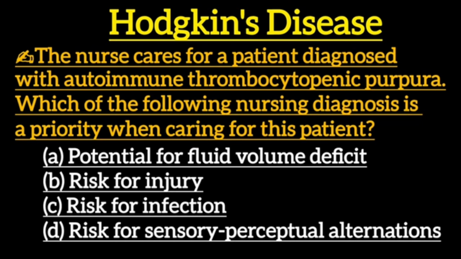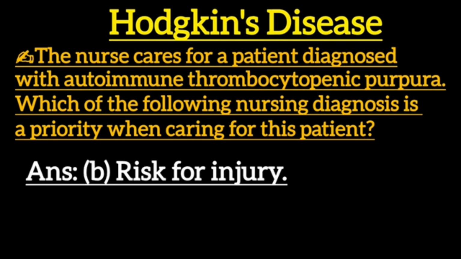Next one: the nurse cares for a patient diagnosed with autoimmune thrombocytopenic purpura. Which of the following nursing diagnoses is a priority when caring for this patient? Option A, potential for fluid volume deficit. Option B, risk for injury. Option C, risk for infection. Option D, risk for sensory perceptual alterations. Correct answer is option B, risk for injury.